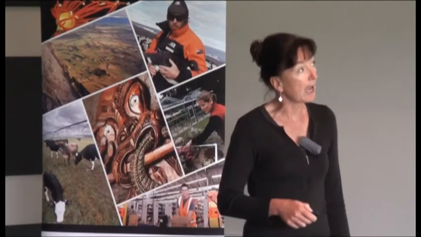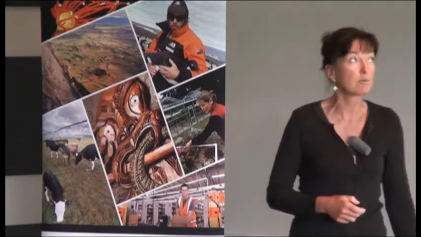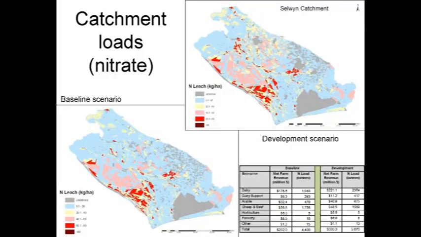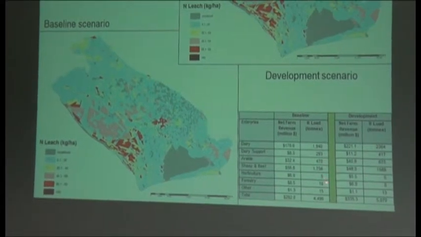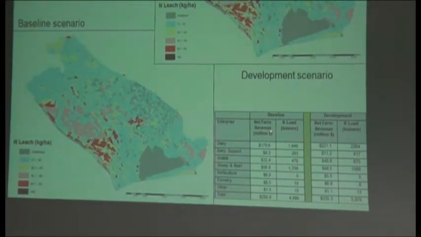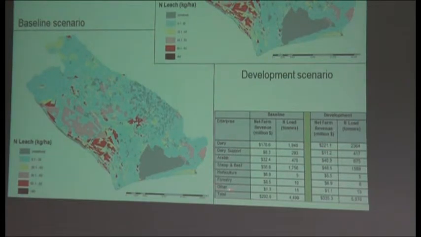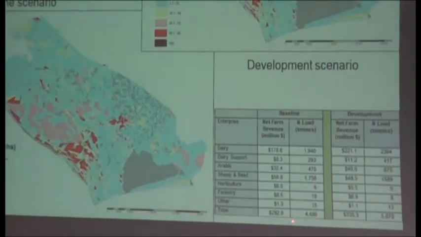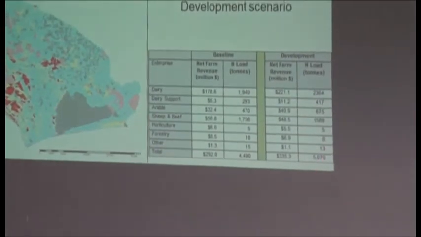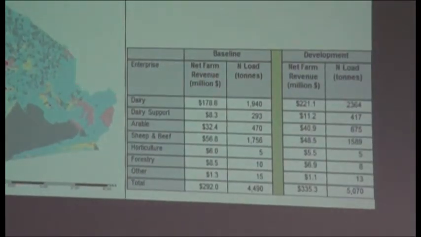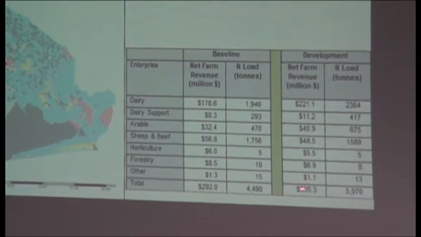This map is where a development scenario with the Central Plains water scheme is being applied, and if you look carefully you can see in this area there's a whole lot more yellows and pinks starting to appear, so obviously the nitrate load is increasing. But the beauty of that is that you can then start to quantify it down here. So there's the baseline information and we break it down by the nitrate load by the different key land uses to a total of 4.5, and in the development scenario jumping up by another 500 tonne. And then you can also look at the revenue, the financial effects as well.